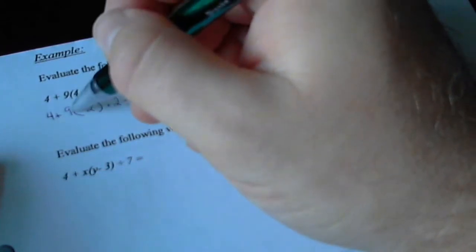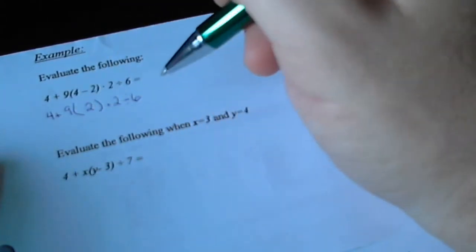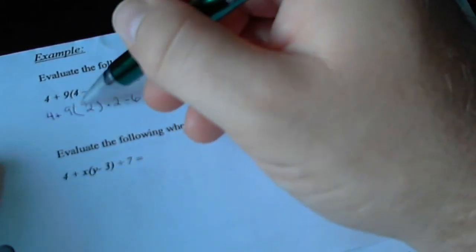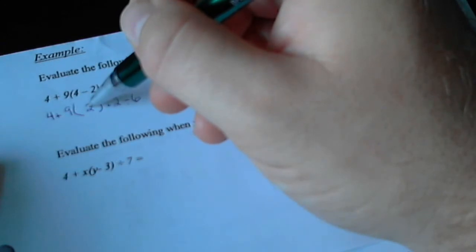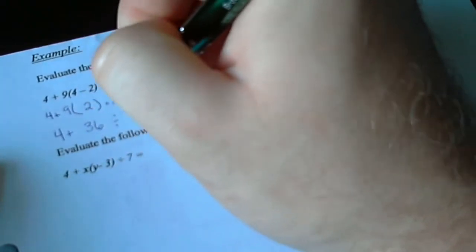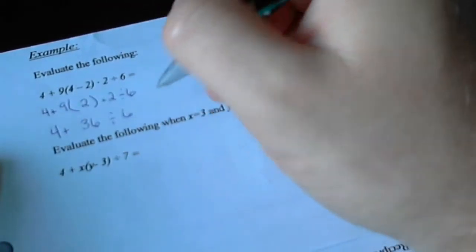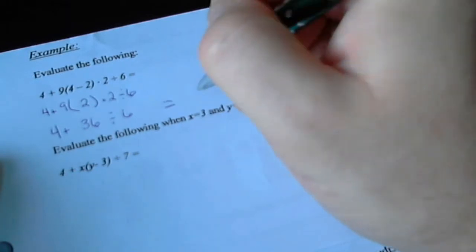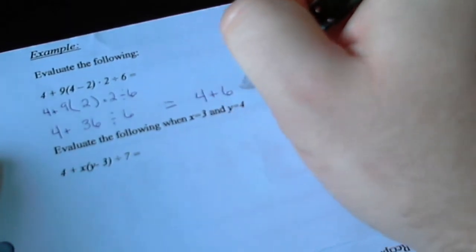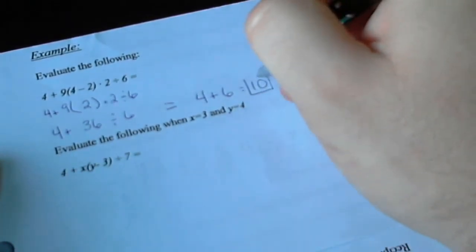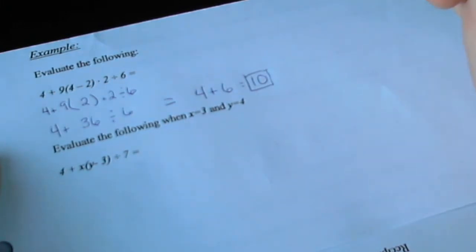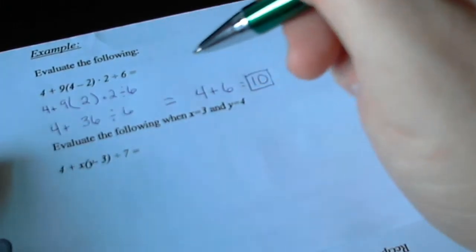Now we have multiplication all through here and then division. So we have 9 times 2, which is 18. 18 times 2, which is 36. So 4 plus 36, that takes care of all the multiplication, divided by 6. Have to do division before I'm allowed to add. So 36 divided by 6 is 6, and I'm left with 4 plus 6, which is 10. Careful order of operations will get us to the right answer every time.